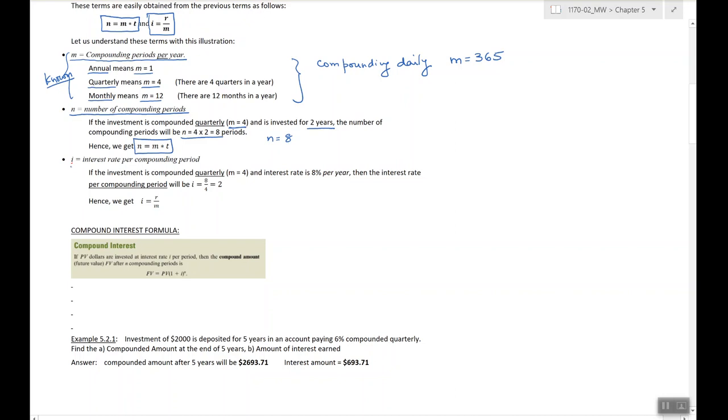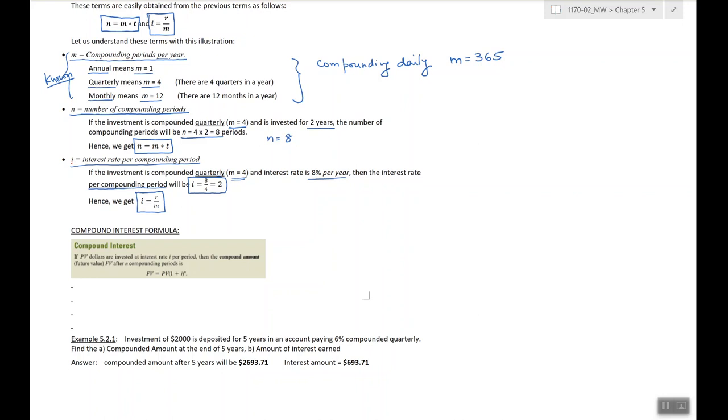Now I is the interest rate per compounding period. So suppose your investment is compounding quarterly, so that means M is 4, and your interest rate is 8% per year. Then the interest rate per compounding period, that means per quarter, would be 8 divided by 4, which means 2%. So that's why we have this formula. So you have to be comfortable in using and finding N and I for all the compound interest problems.